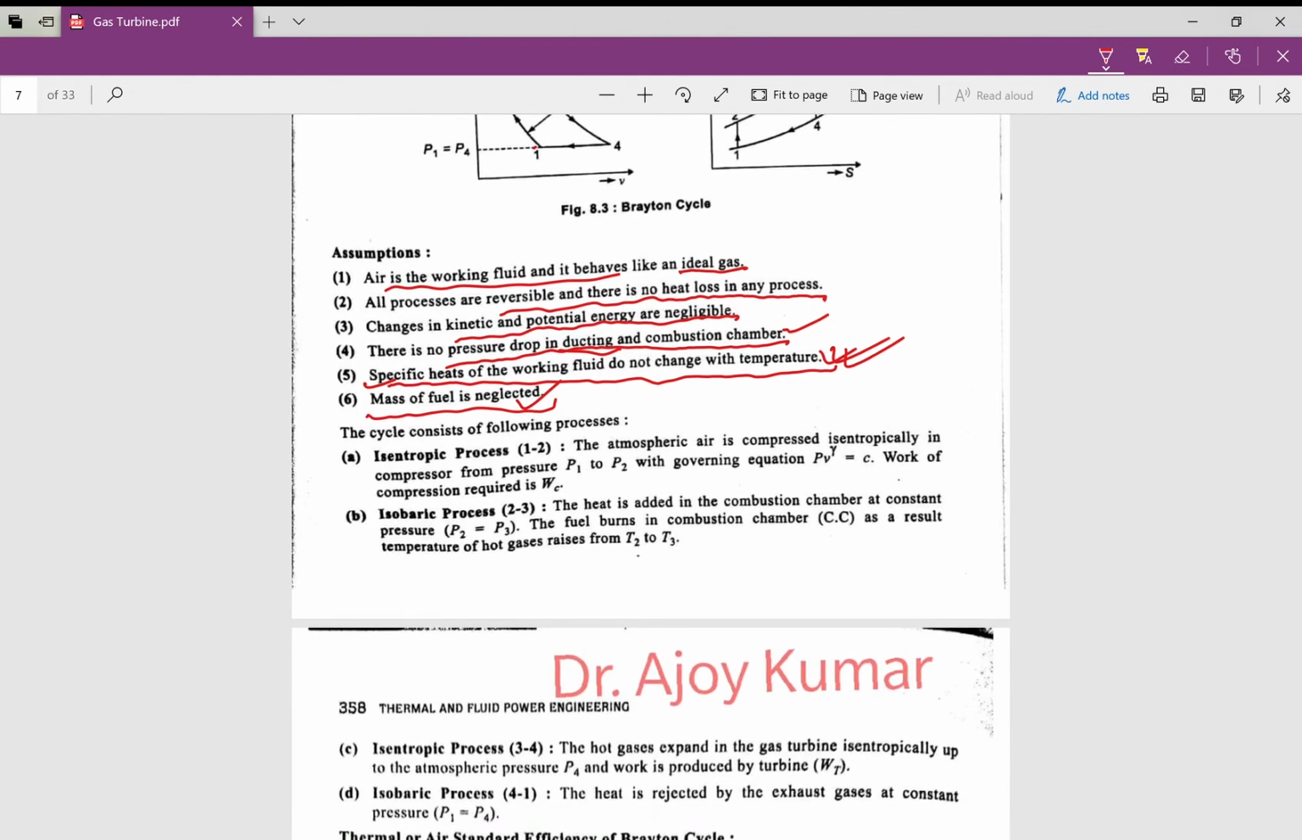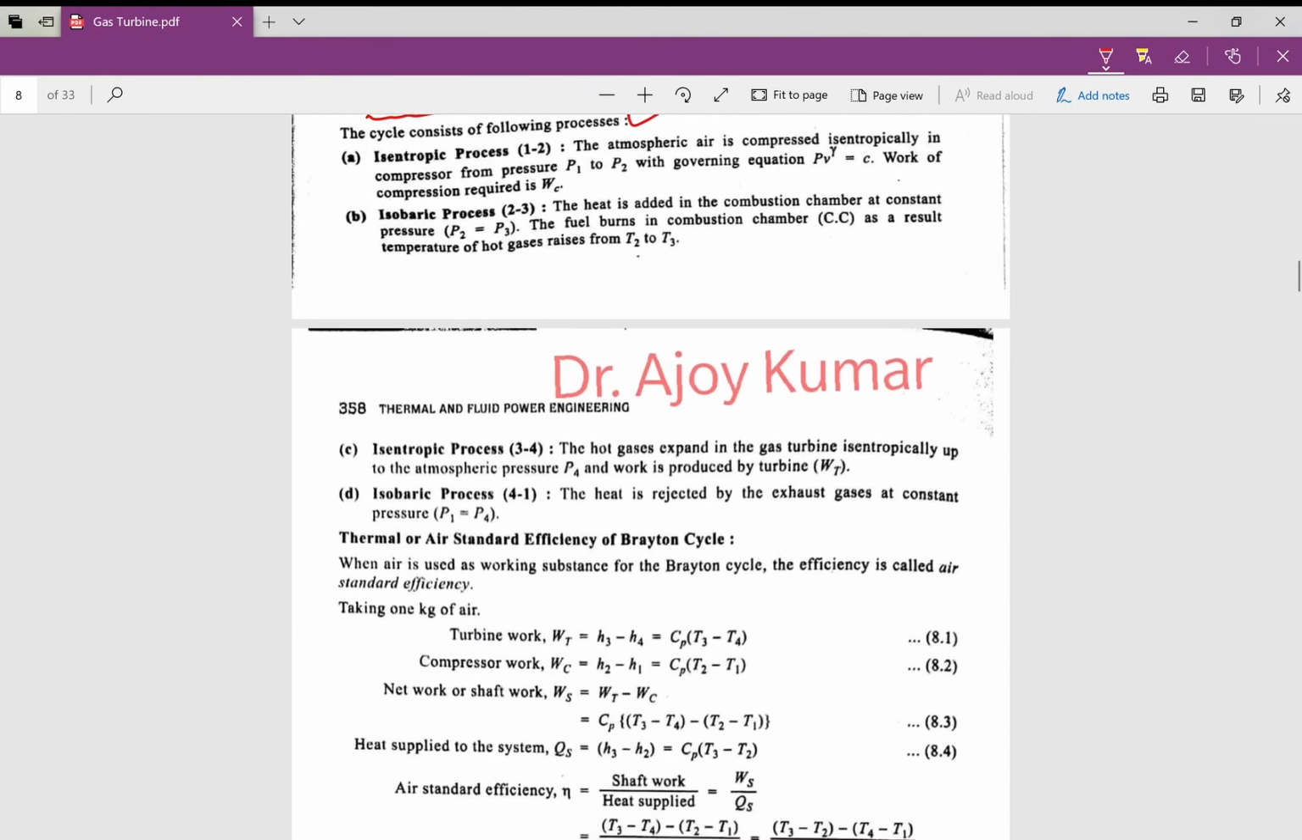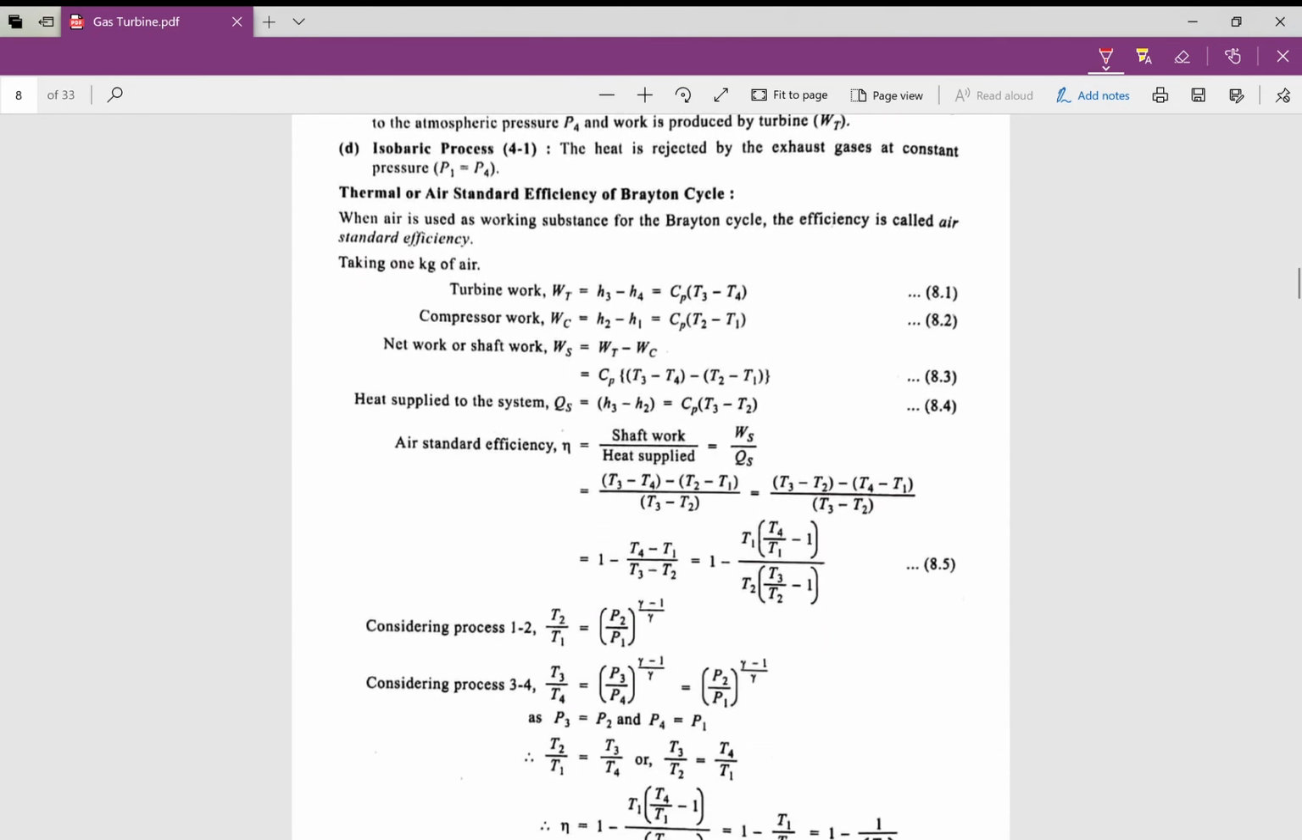So dear students, this cycle consists of the following processes which I told just now. Now let us go to the thermal or air standard efficiency of this Brayton cycle. It was developed by a person named Brayton, hence it is called the Brayton cycle. For calculating air standard efficiency, since we are using air, we call it air standard efficiency as far as efficiency calculation is concerned. So let us take 1 kg of air.